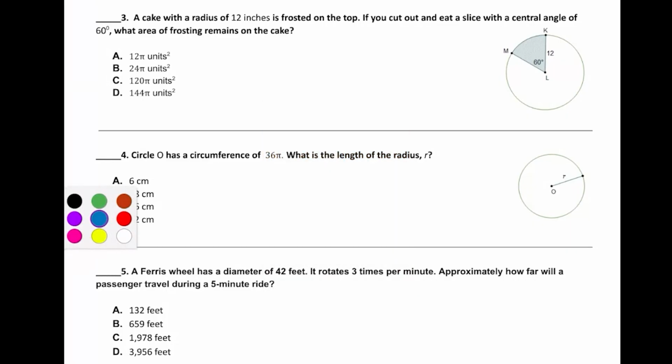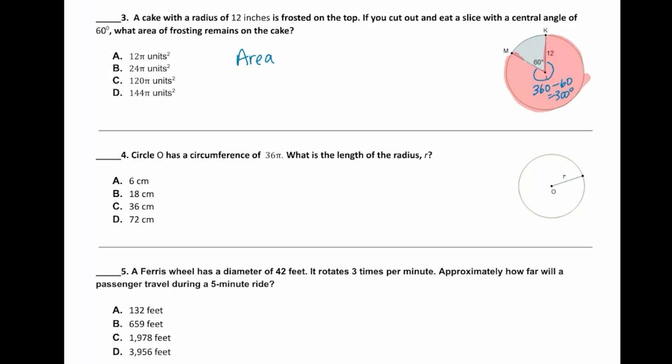Here, we're not actually looking for the area of the shaded region. We're actually looking for the area that is not shaded. That shaded region is a slice of cake that we are removing. So we actually want the area of this highlighted region in red. We'll approach it just like we did number two, but instead of using 60 degrees, we want this angle right here, which would be 360 minus 60, or 300 degrees.